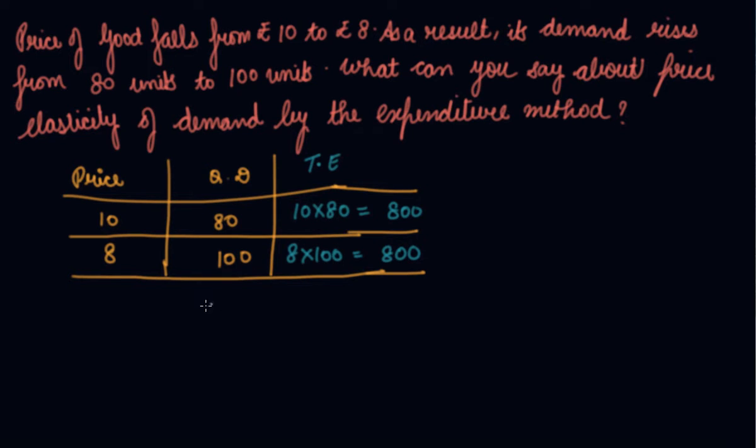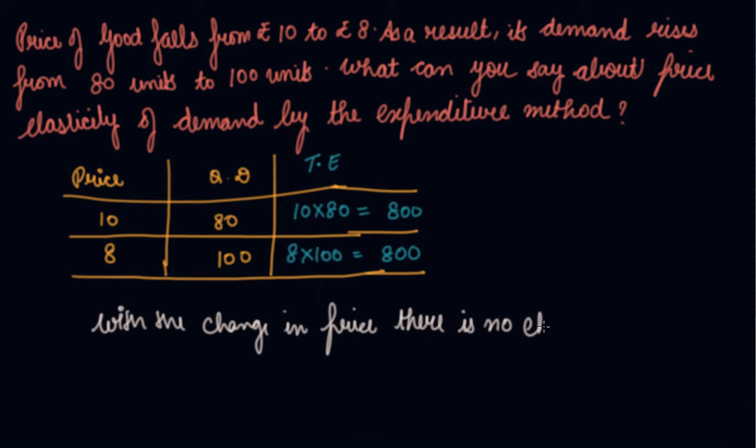With the change in price, there is no change in total expenditure. So this is a situation when your elasticity of demand is equal to 1, which is equal to unity. I have told you while explaining the total expenditure method in the previous video. So when there is no change in the total expenditure and there is a change in the price, then the elasticity of demand is equal to 1.